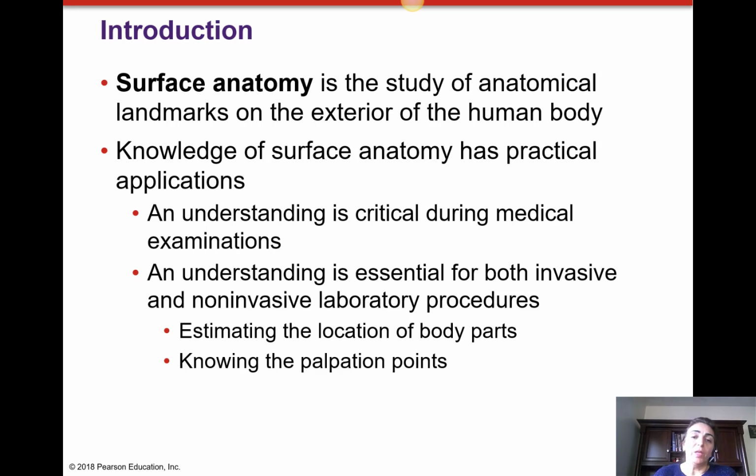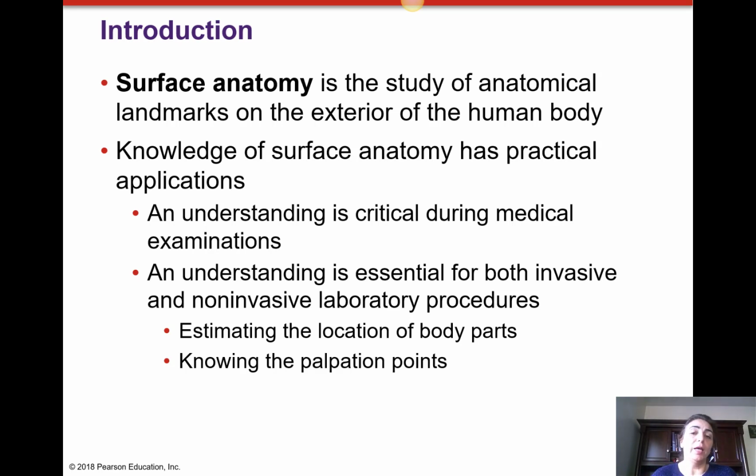So, continuing on that one, as we discussed before, repeating those ones, surface anatomy is the study of anatomical landmarks on the external parts of the human body, outside of the body. Knowledge of surface anatomy has practical application. So pay attention that surface anatomy is not about knowing the skin that is covering the body. It is about the surface of the body, and as we said, those landmarks that we have over the surface of the body.